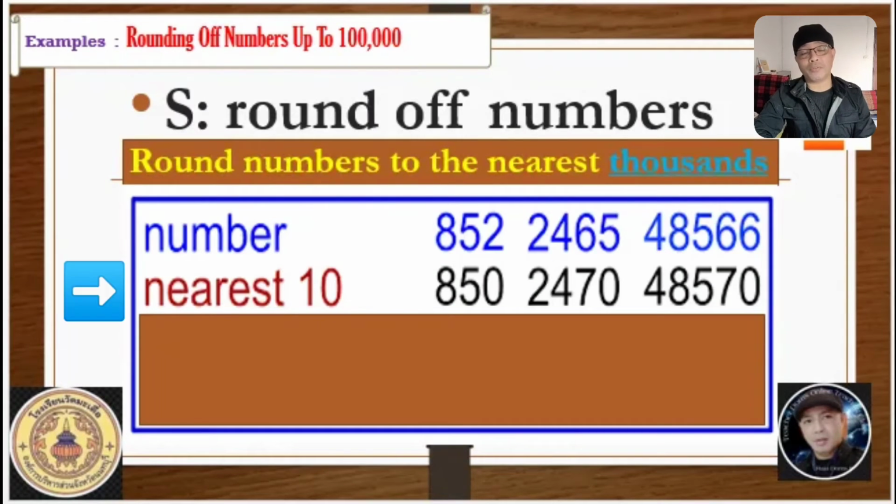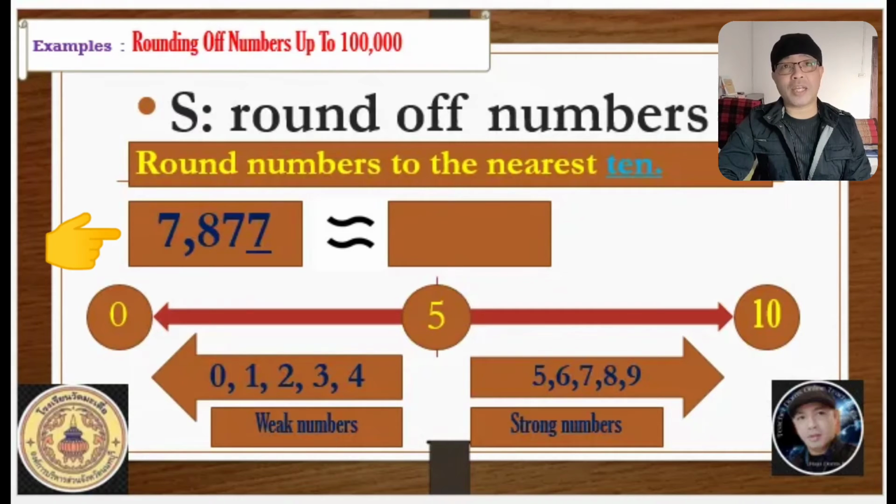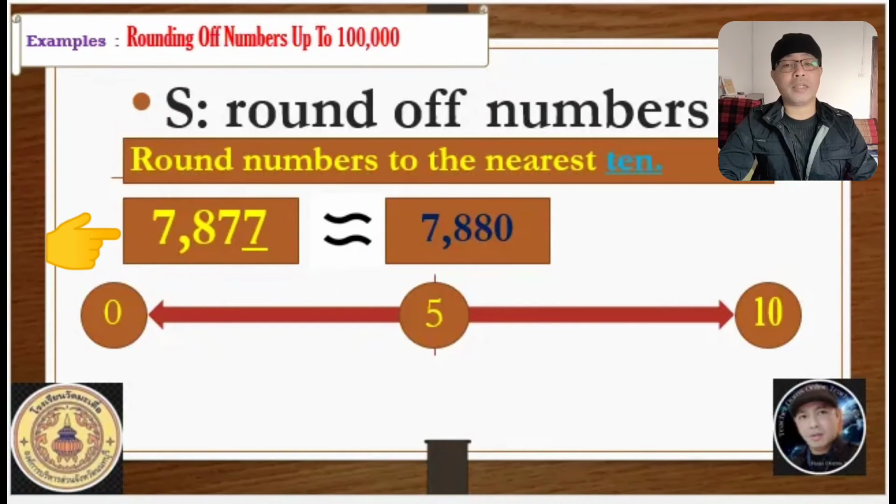I have to remind you that we only round off numbers to the nearest 10. For example, here we have 852. We rounded it off to the nearest 10, it becomes 850 because 2 is a weak number. Another example here, we have 2,465. So 5 here is a strong number, it becomes 2,470. Another example is we have 48,566. 6 being at the ones place, it is a strong number, it becomes 48,570. So, for instance, we round off 7,877 to the nearest 10, it becomes 7,880 because 7 being at the ones place is a strong number.